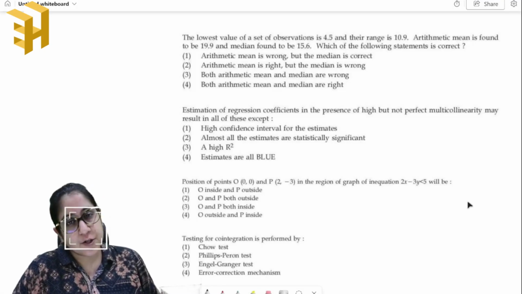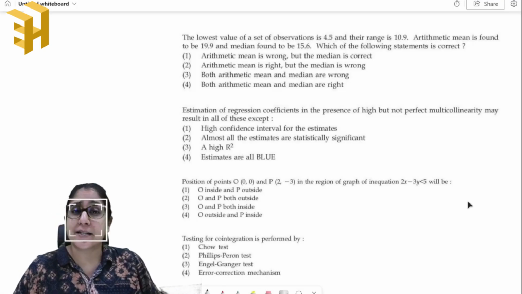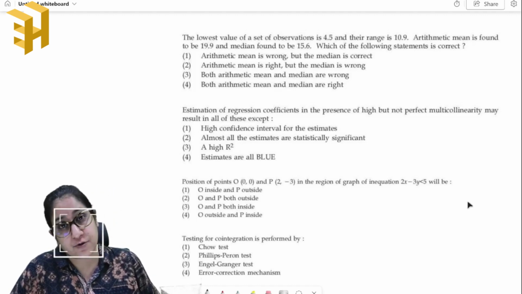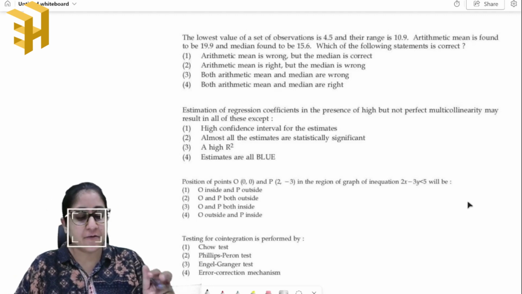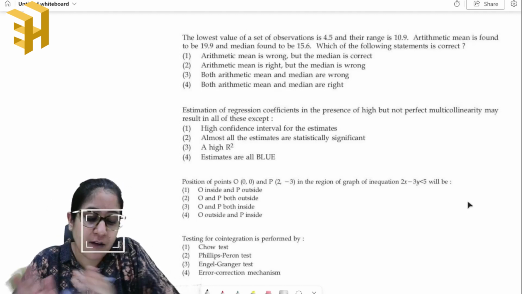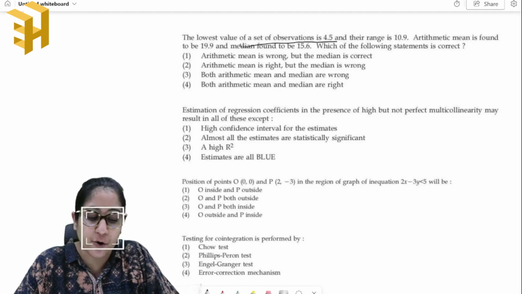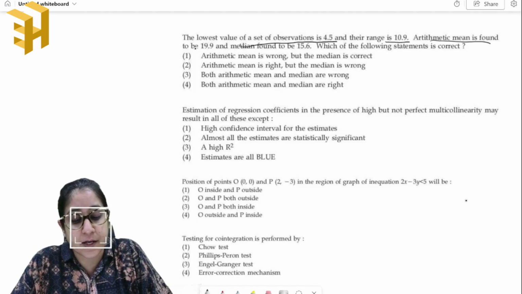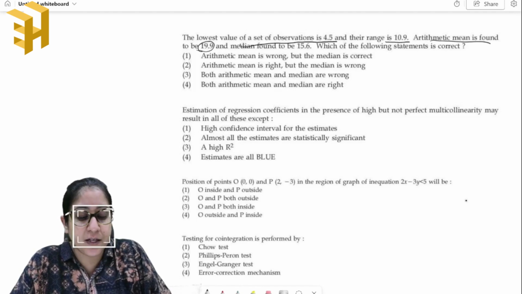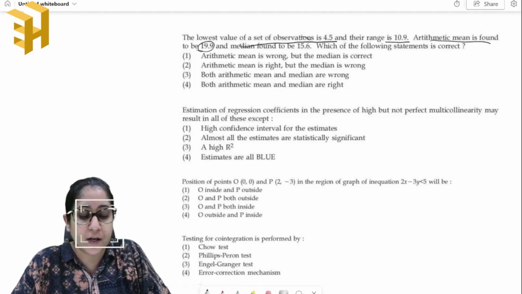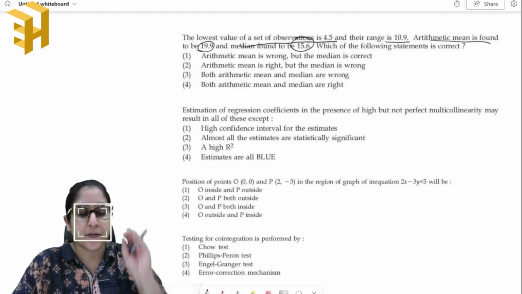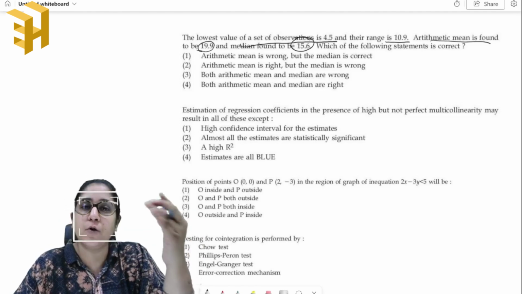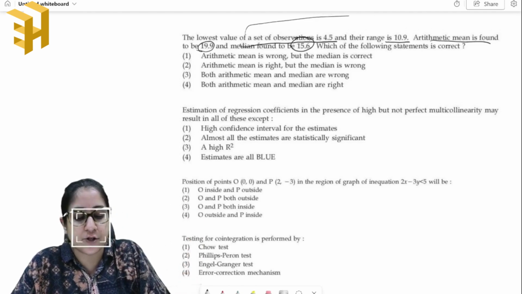In today's video, we'll be discussing certain statistics, mathematical economics, and econometrics related questions. So let's begin. The first question is, the lowest value of the set of observations is 4.5 and the range is 10.9. Arithmetic mean is found to be 19.9 and median is found to be 15.6. Please note these figures. Now, the first thing you need to do is calculate the highest value from the value of range that we are given.